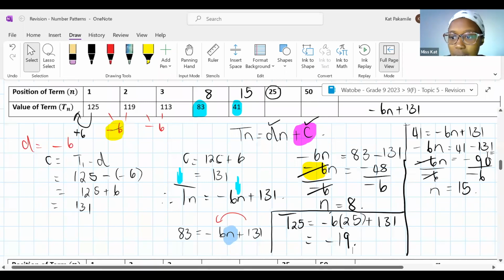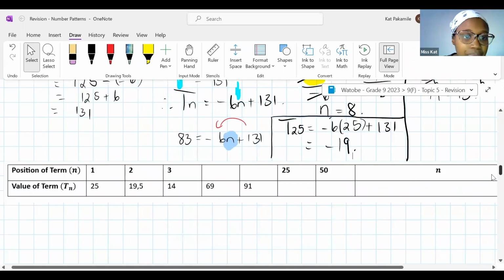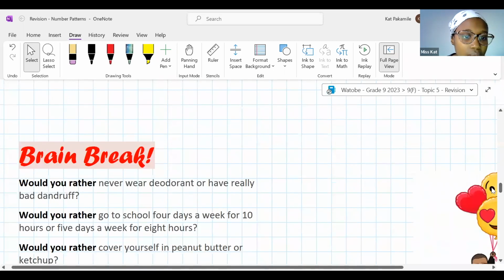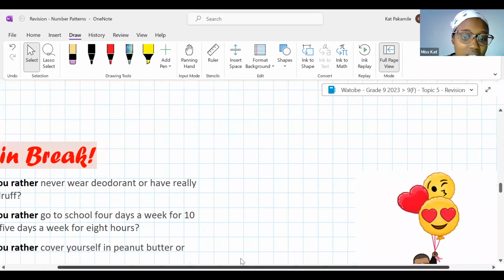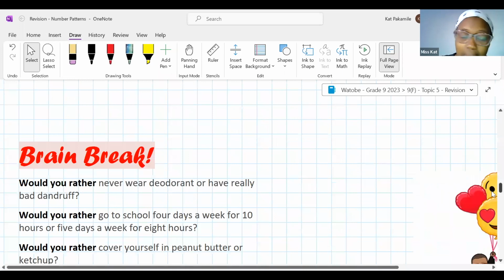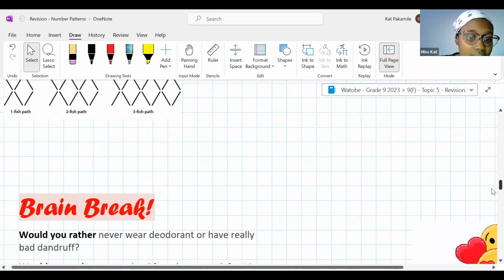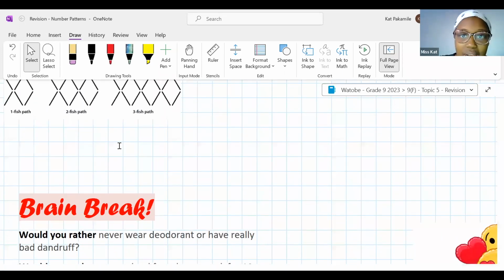Let's go to our brain break quickly. Oh, today I got an extra special brain break. Would you rather never wear deodorant or have really bad dandruff? Let's hear what you have to say.